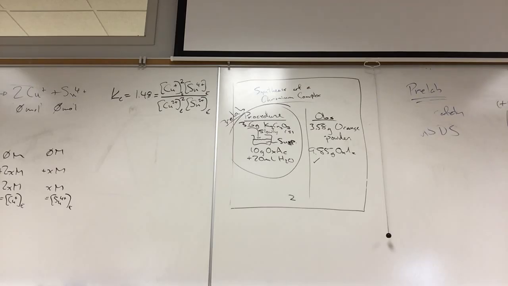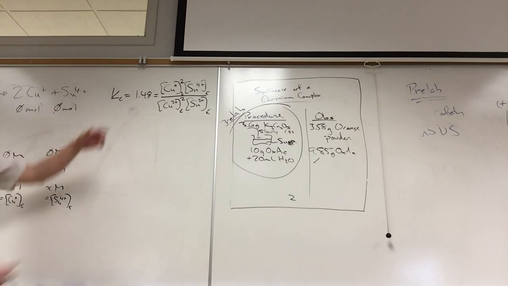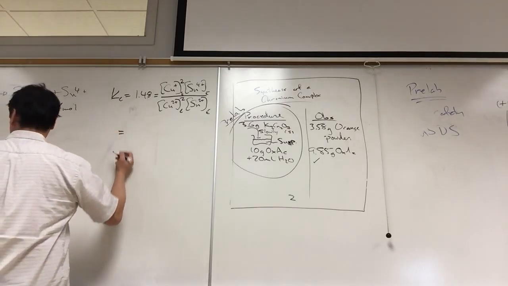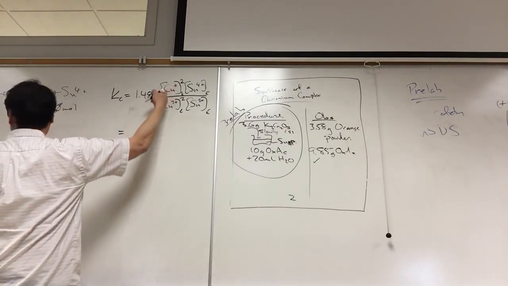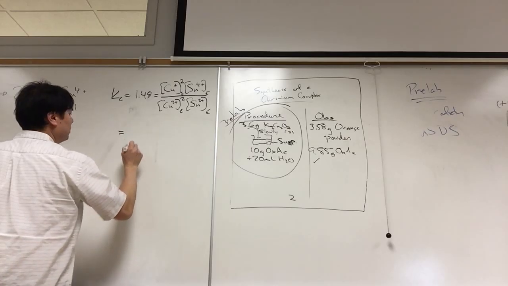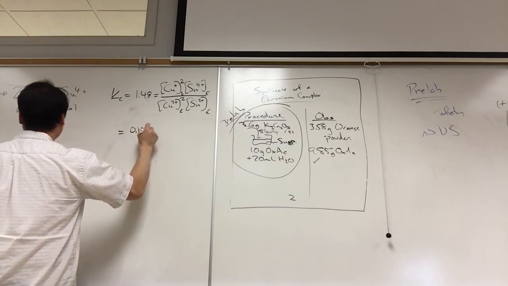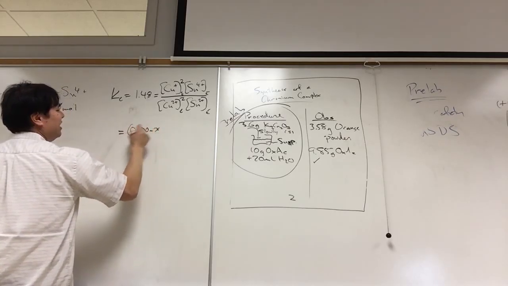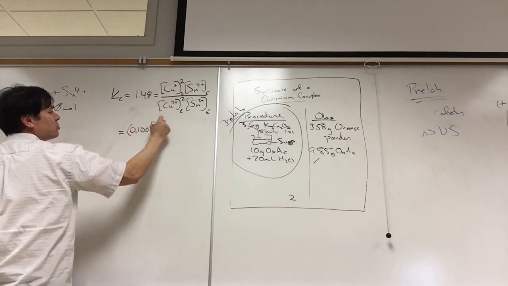So what I'm going to do here is substitute these into this equation. When I do that, I'll look for the copper concentration at equilibrium. It is 0.100 minus x, and then it's squared, so I have to square the whole thing.